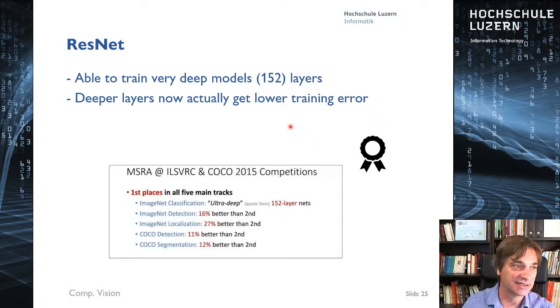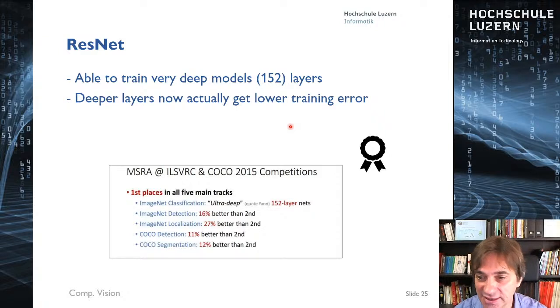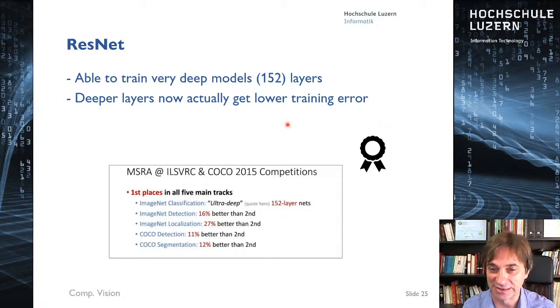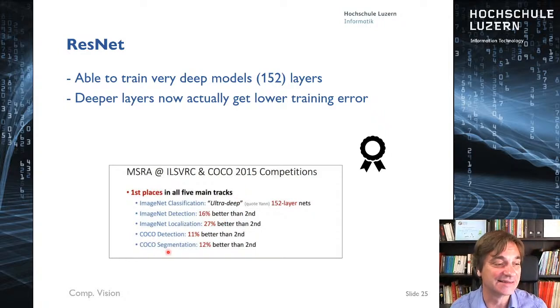So with this ResNet architecture and this combination of bottleneck layers and ResNet connection, they were able to train very deep networks of 152 layers, and now the deeper networks were better than the more shallow networks. There were also some other challenges. You might have heard of the COCO data set. I think we looked at it quickly, which also has a detection stage, and they also applied it there. So in 2015, the ResNet just won first place in all of the challenges.